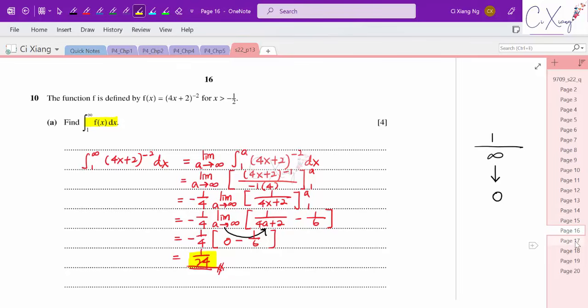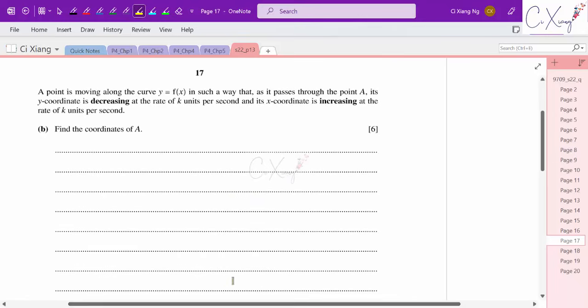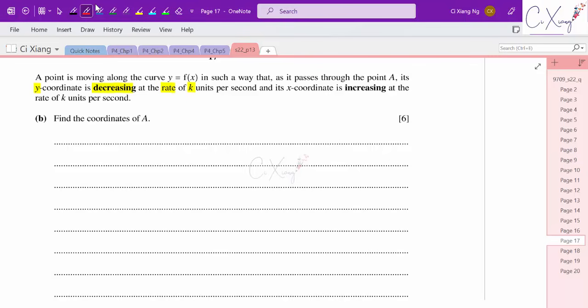Now let us proceed to part B. For part B, we have a point moving along the curve in such a way that it passes through the point A, and the y coordinate is decreasing at the rate of k. That means for this particular sentence, if I try to convert it into a symbol, it will be dy over dt equals negative k. The negative is needed here because of the word decreasing, and then the rate is k. So this is the information that I can get from the first sentence here.